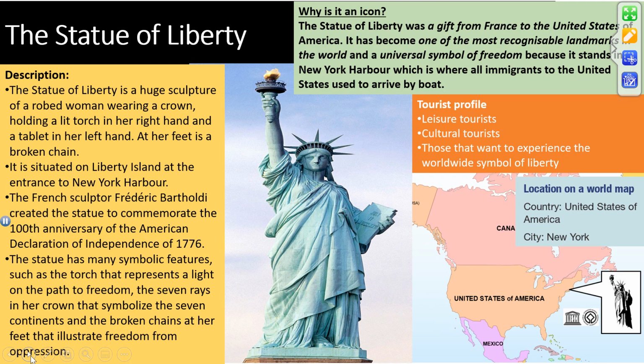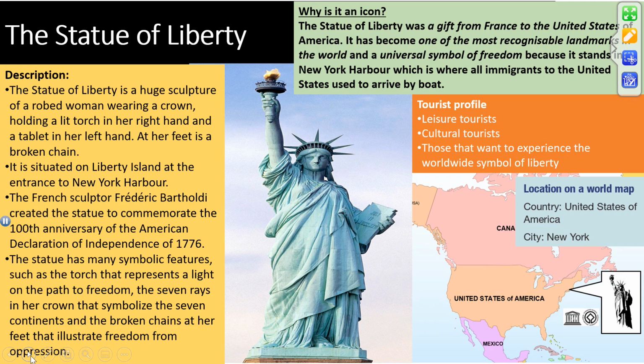Now, the Statue of Liberty was a gift from France to the United States. It is one of the most recognizable landmarks in the world. It is also a symbol of freedom, and the reason why it is a symbol of freedom is it stands in New York Harbor, built on Liberty Island, which is the entrance to New York Harbor, and that is where immigrants from all over the world to the United States used to arrive by boat, hence the name, the Statue of Liberty.